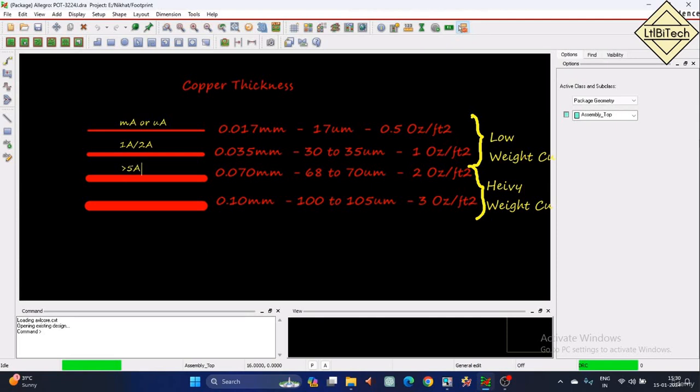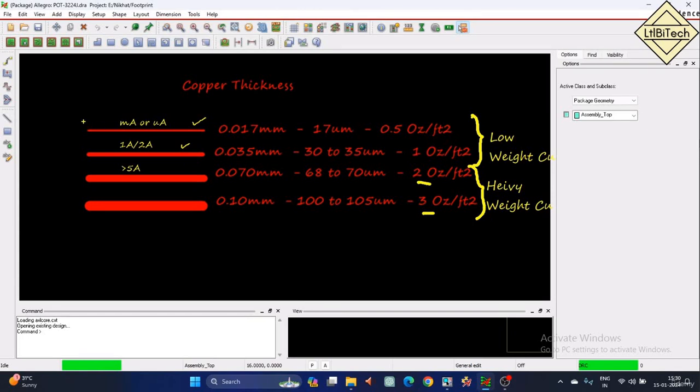we are going to use the rest, that is the 2 ounce and 3 ounce, depending upon the more current and more temperature. For less temperature, we can go for the thinner one. For moderate temperature, we can go for 35 microns. If the temperature is more and it's very critical to handle, then we can go for more than 2 ounce per square feet.